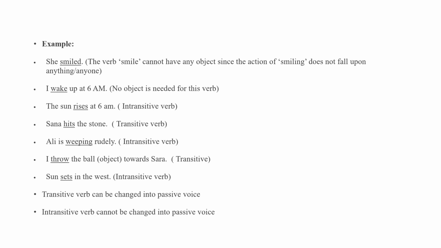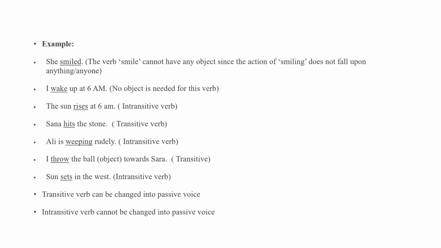For example, she smiled. The verb smile cannot have any object since the action of smiling does not fall upon anything or anyone. I wake up at 6 a.m. No object is needed for this verb. The sun rises at 6 a.m. Again, rises here is an intransitive verb because it is not followed by any object in the sentence. Sana hits the stone. Transitive verb, because we have the object stone here. Ali is weeping rudely. Intransitive verb.